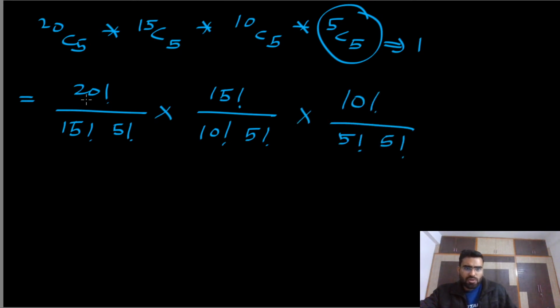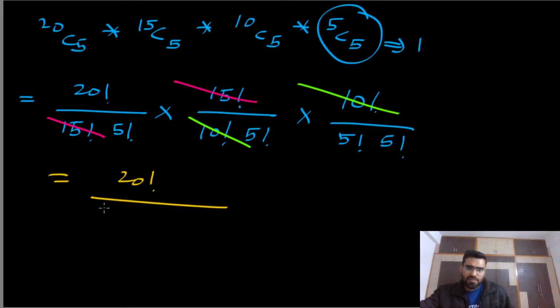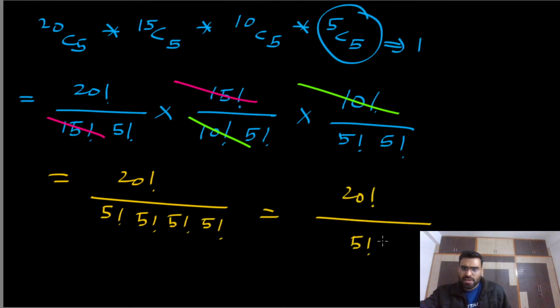Here you can notice these will cancel out. So finally what you are getting is 20 factorial divided by 5 factorial, 5 factorial, 5 factorial, 5 factorial. So 20 factorial divided by 5 factorial power 4. This is your final answer.